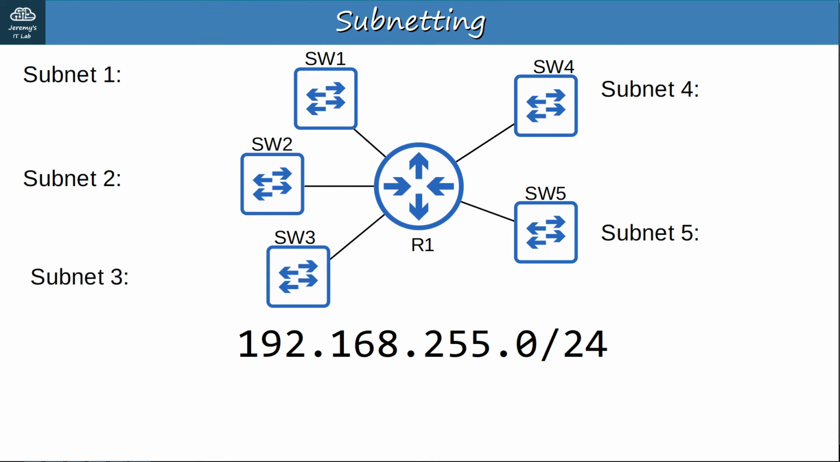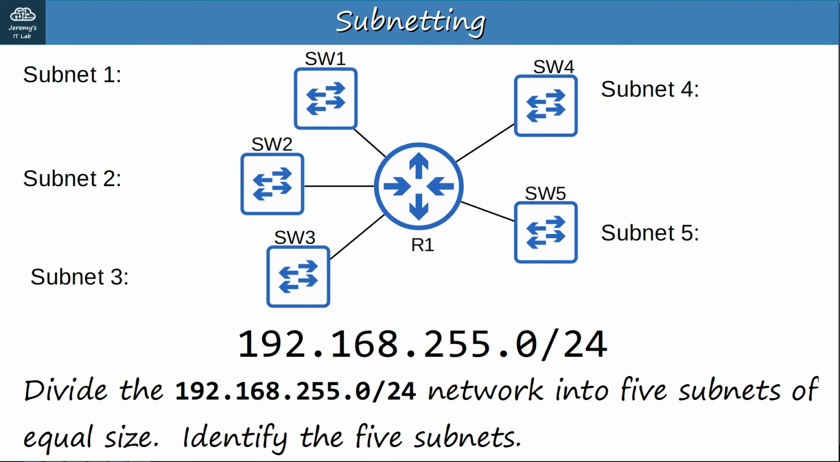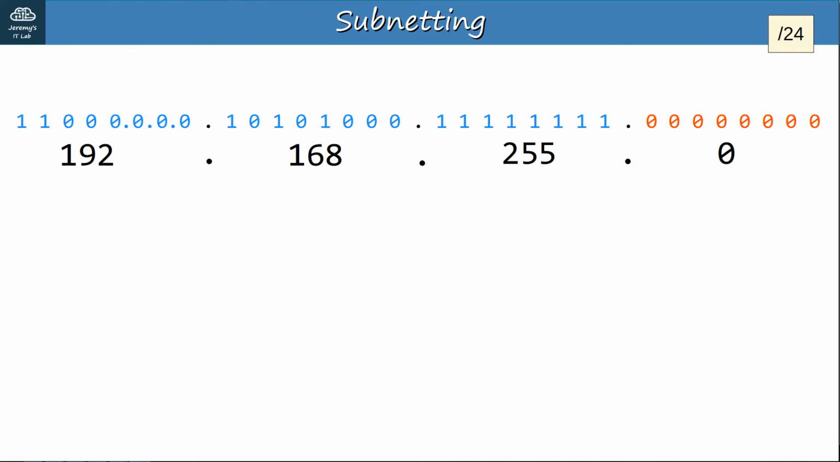We have been given the 192.168.255.0/24 network, and have been asked to divide the network into 5 subnets of equal size. In this case, the number of hosts in each subnet hasn't been specified. So let's make 5 subnets that are as large as they can be. So, all we have to do to solve this problem is find how many bits we have to borrow from the host portion.